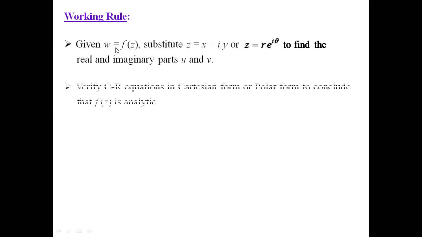We'll see the working rule to find the derivative of an analytic function. Given w is equal to f of z, substitute the Cartesian representation z is equal to x plus iy, or the polar representation z is equal to r e power i theta, whichever is appropriately applicable, to find the real and imaginary parts u and v. Either we take the Cartesian substitution or the polar substitution to find out u and v. We also substitute w as u plus iv.